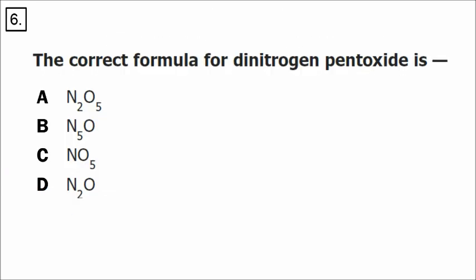In number 6, we're given a name and we have to write the formula. So dinitrogen pentoxide, di means 2, penta means 5, looking for N2O5, which is choice A.